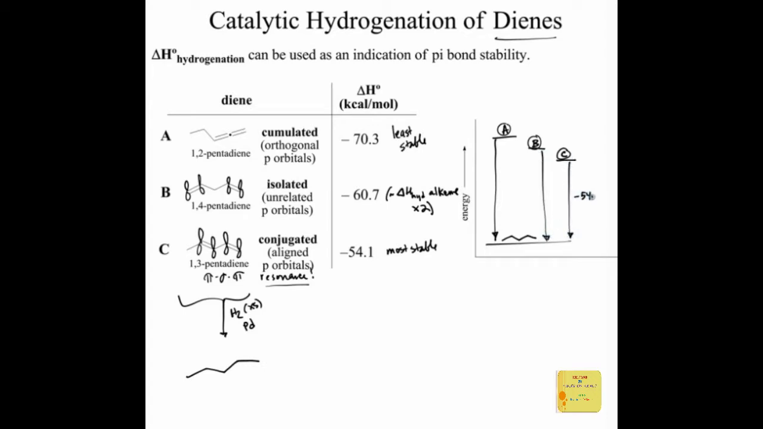So this minus 54.1, the smaller the number, the smaller the magnitude of it. They're all going to be negative. Remember, this is always going to be an exothermic reaction. But the smaller that magnitude tells us the lower in energy our alkene or diene started before we did the hydrogenation.